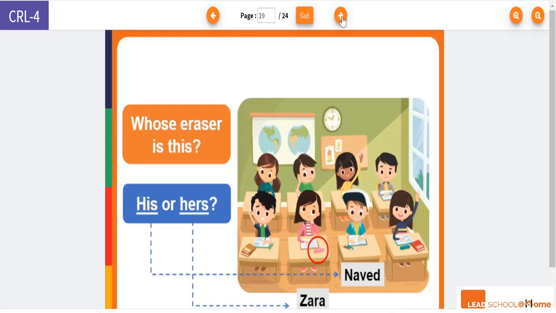Whose eraser is this? On whose table is the eraser? Look at the red circle. It's on Zara's table. So whose eraser is this? Correct. The eraser is hers. If it was a boy or man, we would say his. If it is a girl or lady, we would say hers. H-E-R-S, hers.